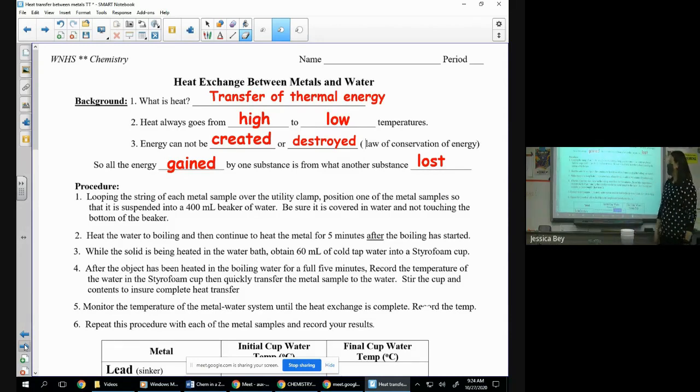All right, so what we're going to do is I have 3 samples of metals. And you can see here it says, loop the string of each metal sample over a utility clamp, and all that kind of good stuff. Let's break it down. Those of you at home, hopefully you can see. We have a sample of lead. And those of you that are down with fishing, you're like, well, that looks like a fishing sinker. And you would be right. This is 30 grams of lead. It's a lead fishing sinker that's 30 grams.